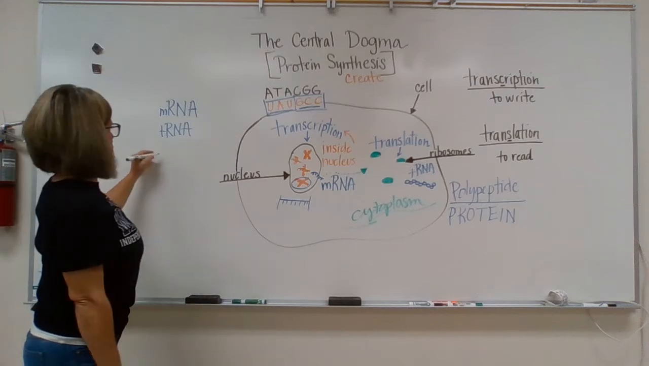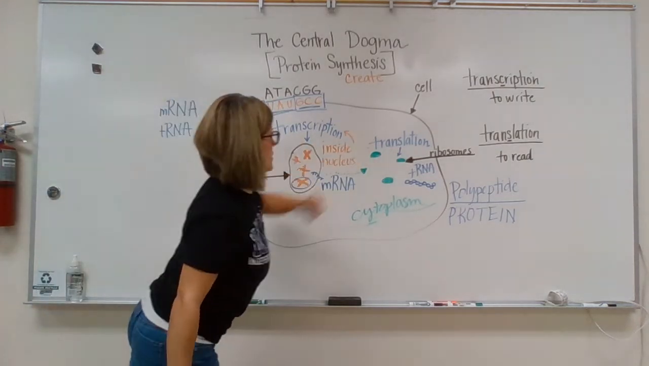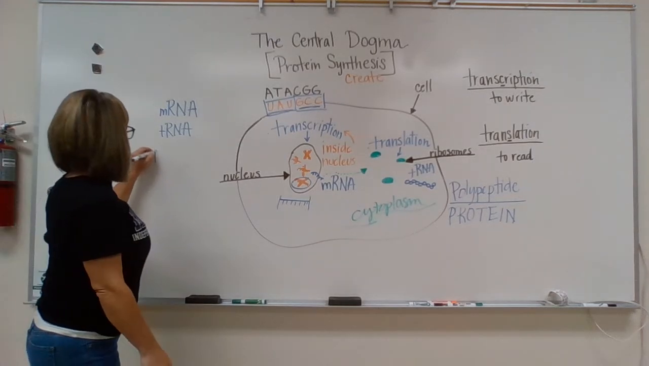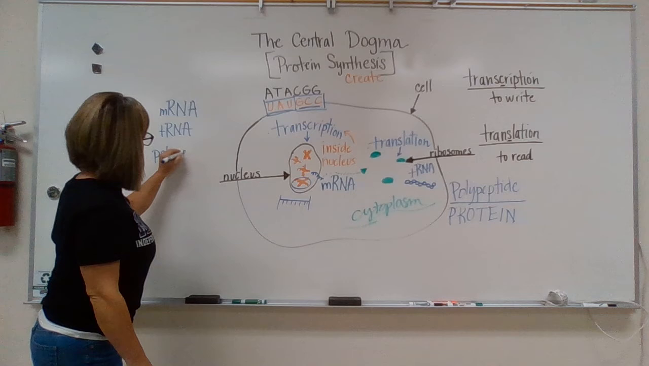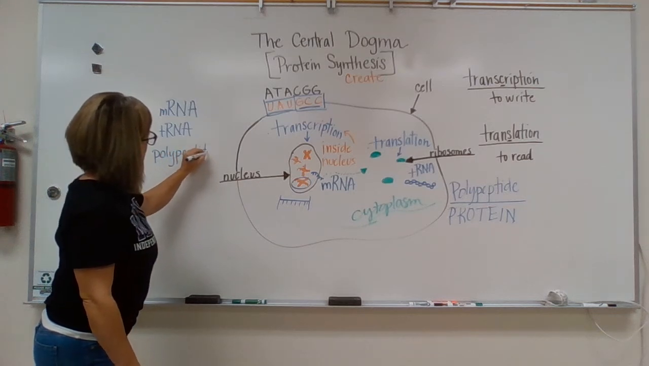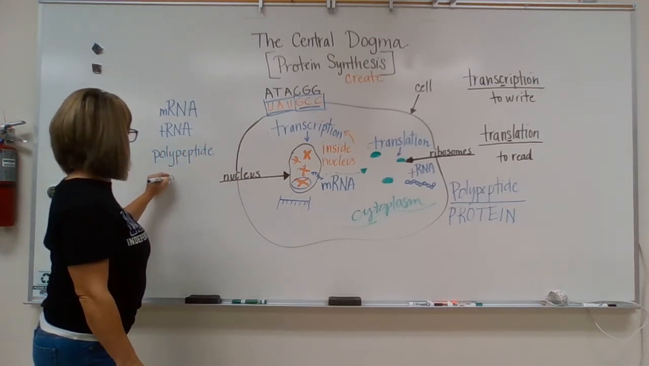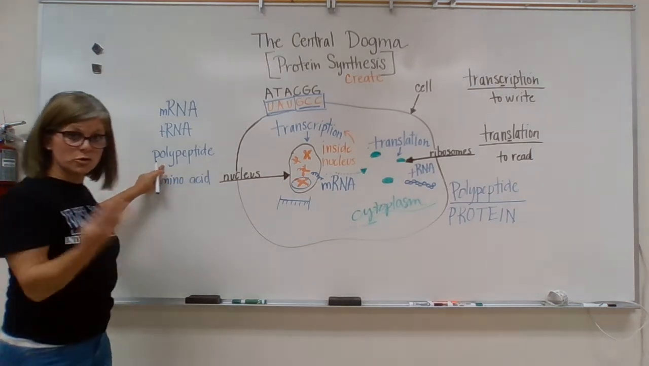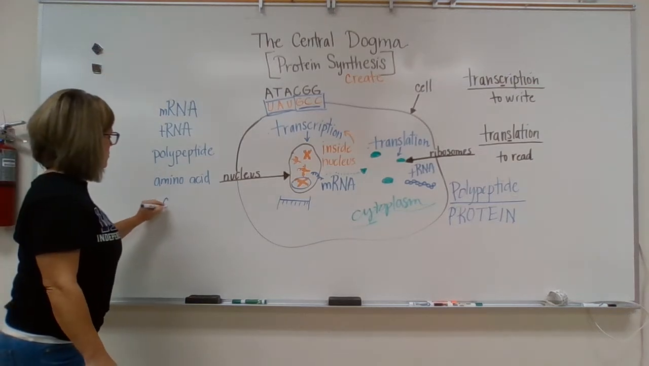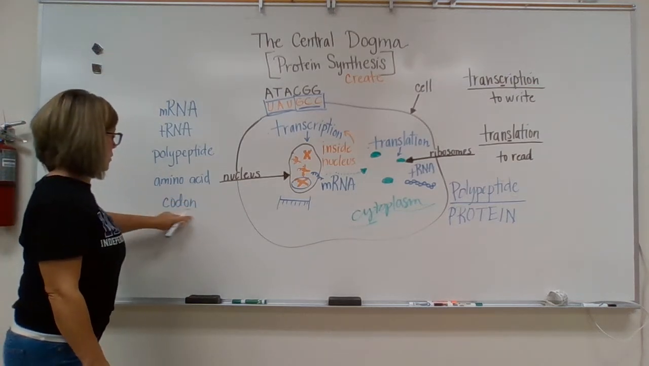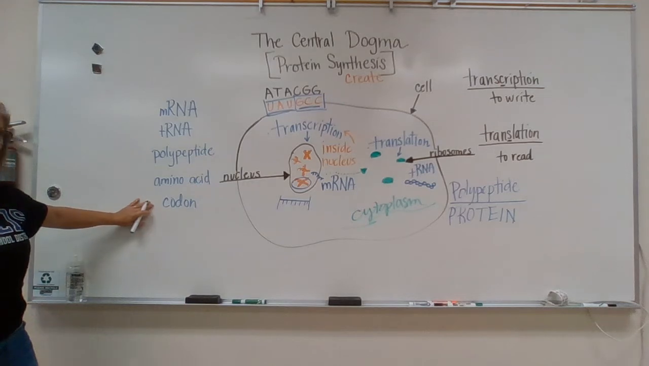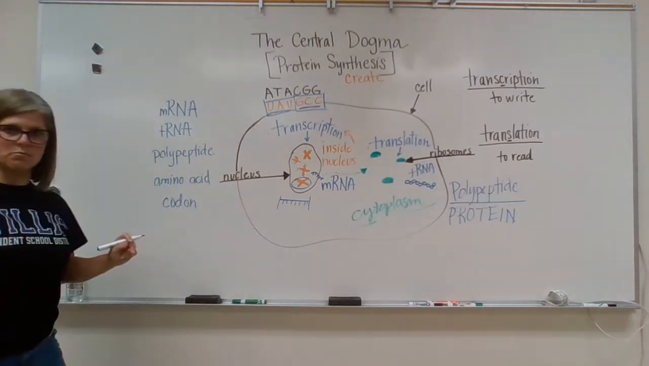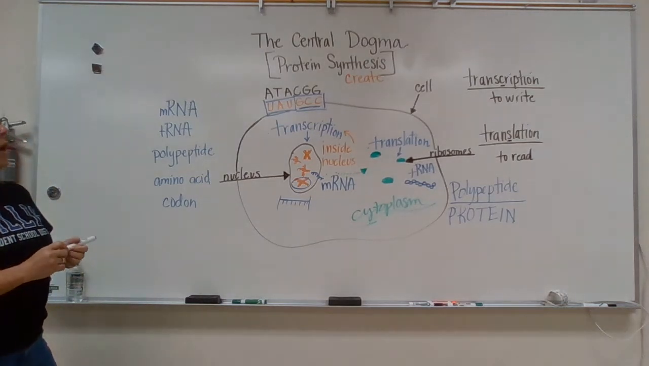You're also going to see those words transcription, translation. Okay. You also need to make sure you become familiar with the word polypeptide, amino acid. Remember, amino acids are just the building blocks of your polypeptides, which is your proteins. And then, of course, codon. We're going to talk about codons, the codon chart. Remember, all a codon is just a set of 3 RNA bases. That's all it is. Okay?